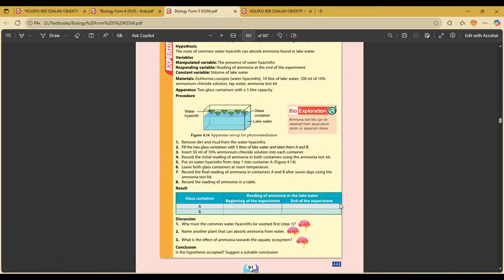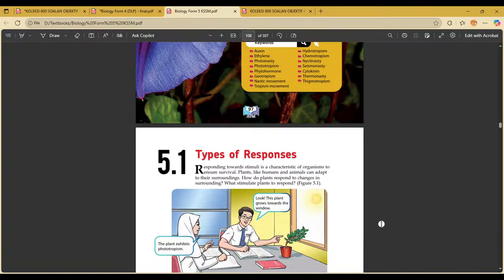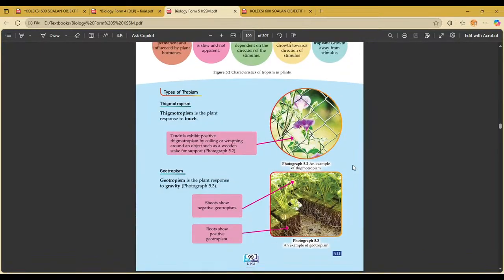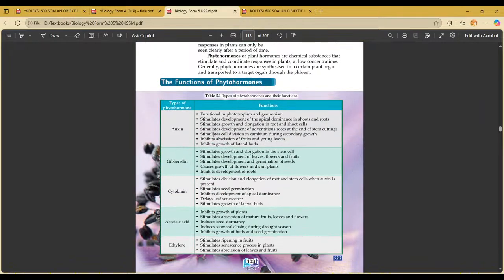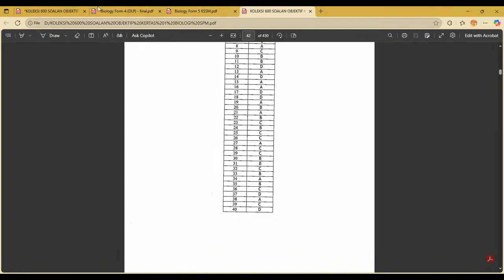Chapter 5, I think. Does auxin promote fruit growth? I remember ethylene does it, but that's auxin. Inhibits abscission of fruits and young leaves. Inhibits growth of lateral buds. So it's probably spray auxin.